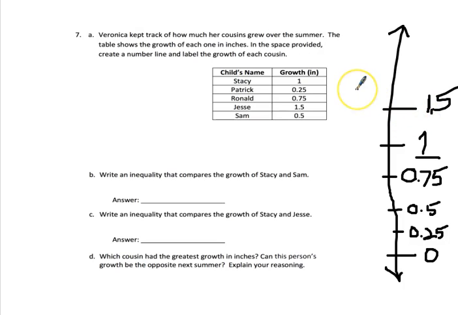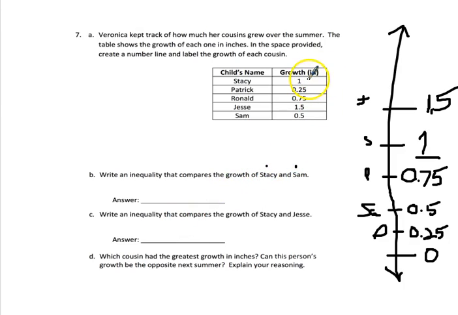Okay, and you could put the letters for the name if you want, or you could put the letters over here. So we'd have Jesse, Stacy, Ronald, SA for Sam, and Patrick. Okay. Now, you were asked to write an inequality for Stacy and Sam.